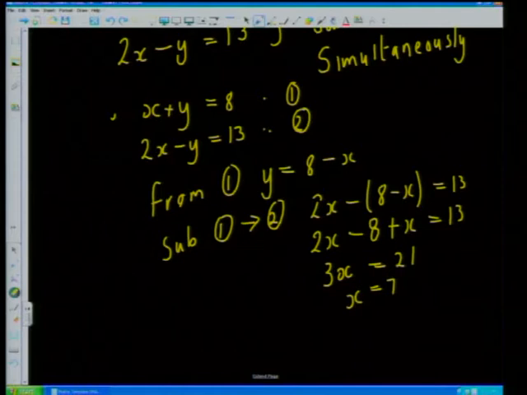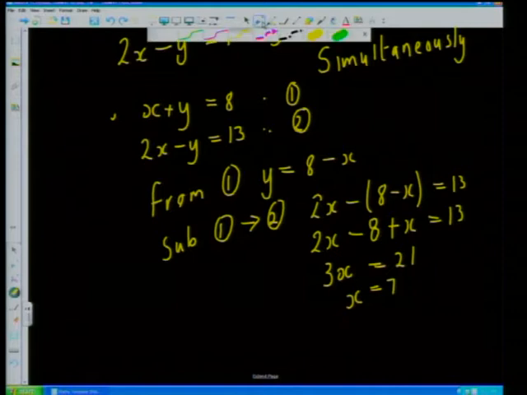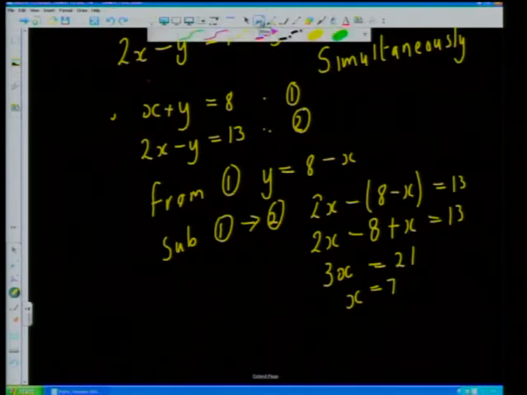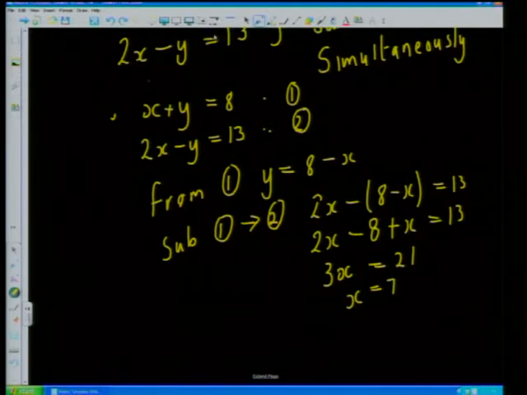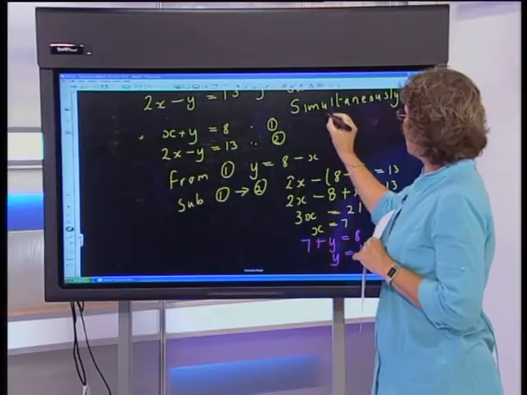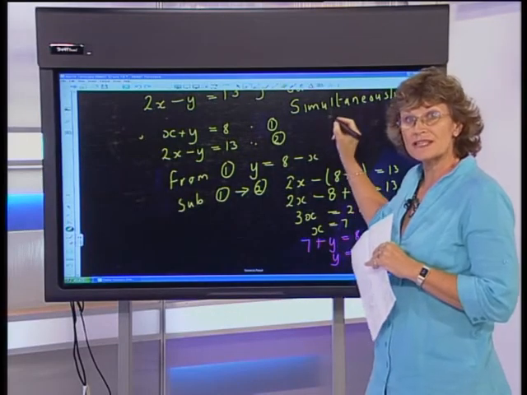Now, knowing that x is a 7 now allows me to go all the way up here and to say, all right, I know that you are a 7, all right? So that means that I've got 7 add y must come to 8, and so y comes to 1. Now that was just a quick recap of the kind of simultaneous equations that we did in grade 10.